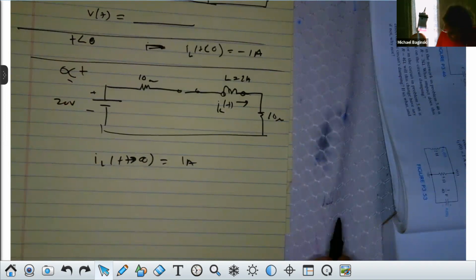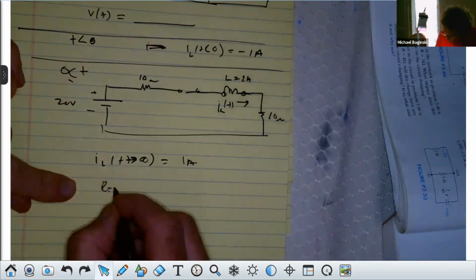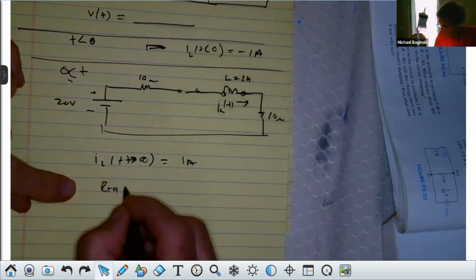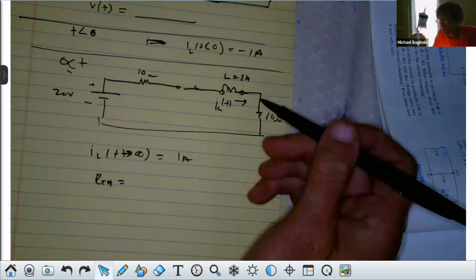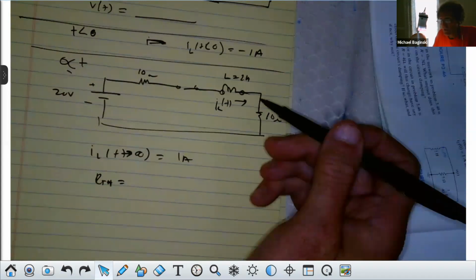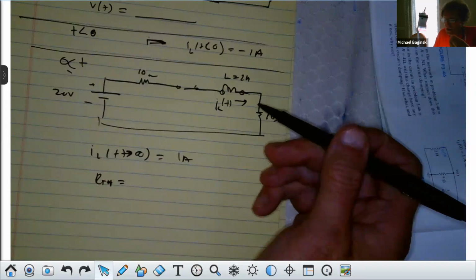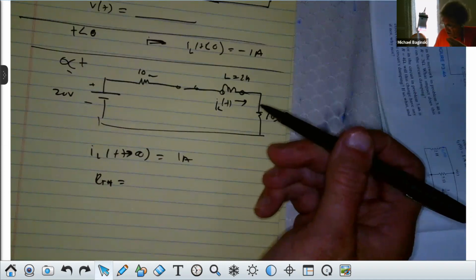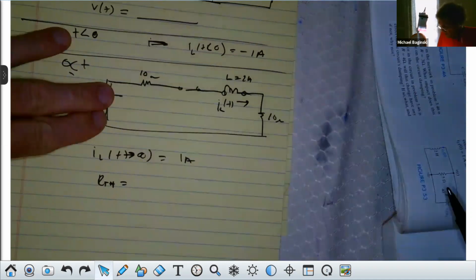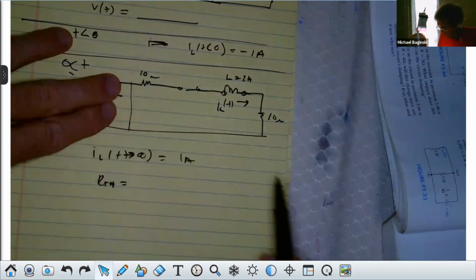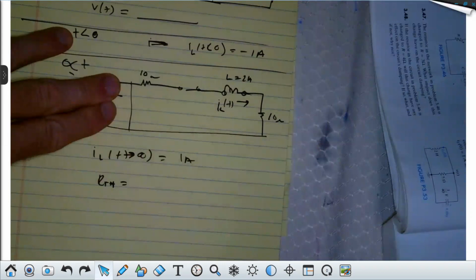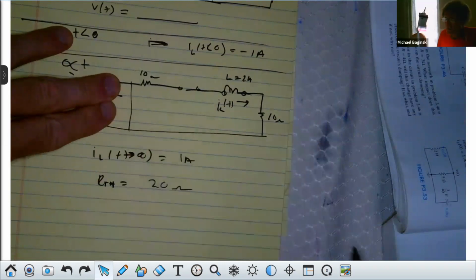Next, I need R Thevenin. Work with me. What is R Thevenin for this circuit, class? What do we do with any sources for Thevenin equivalent resistance? Batteries become short circuits, right? Current source is open. There's one battery, it becomes a short, right? So what is R Thevenin, class? What is it? 20 ohms? It's 20 ohms. They're in series. Do you agree with me?